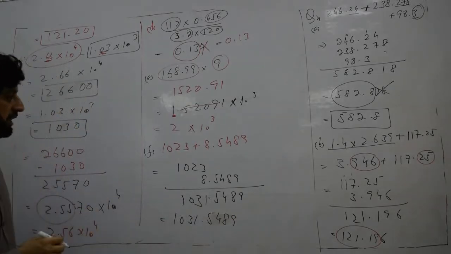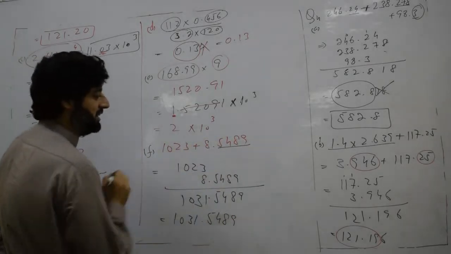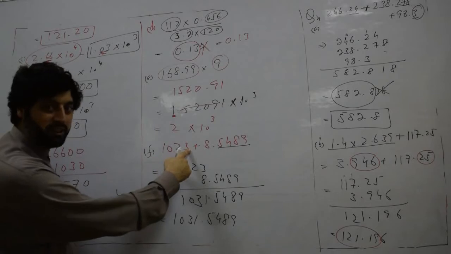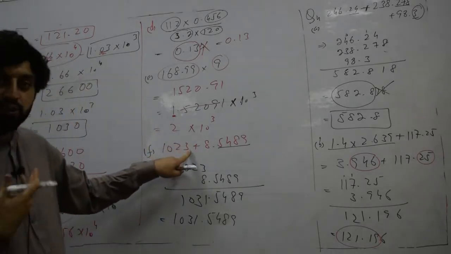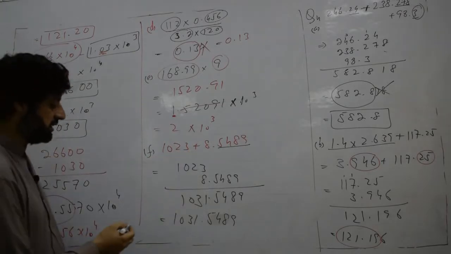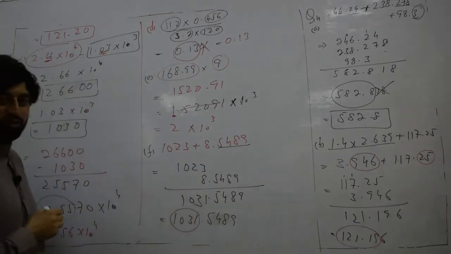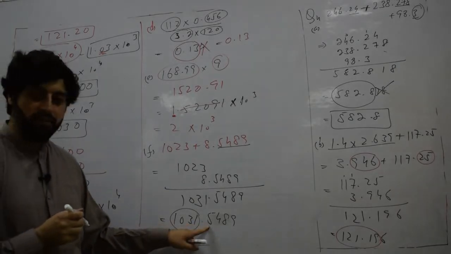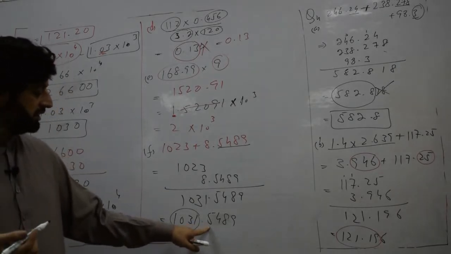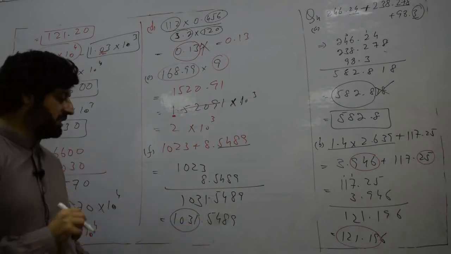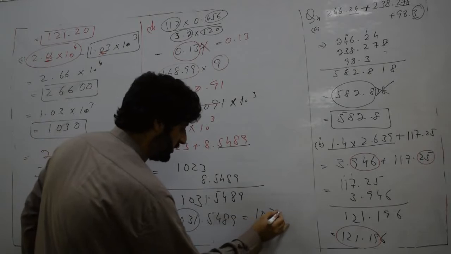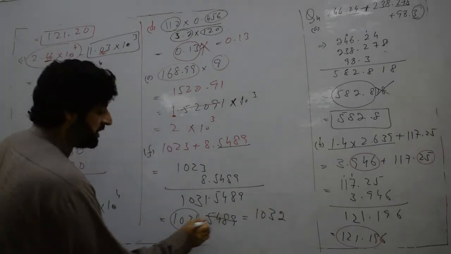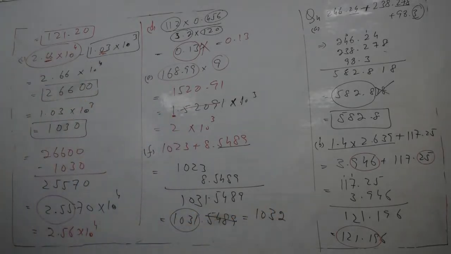Look here. Here there are 4 decimal digits, and here there is no decimal digit. So the minimum decimal digit is 0, meaning no decimal digit. So the answer should have no decimal digit. The last digit is 5, and if there are some certain digits after 5, add 1 to the second last digit. So the answer will be 1032. That is the correct answer. So that is all about numerical number 4.